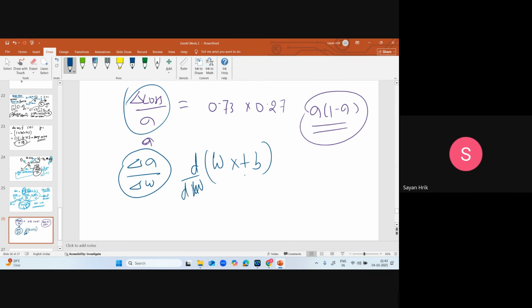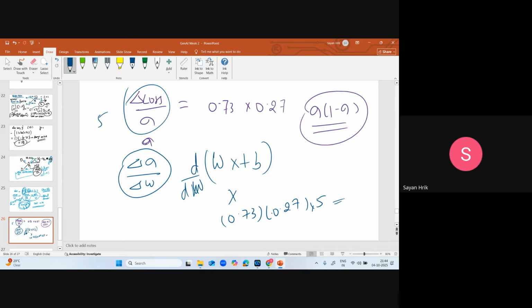X. X, right? Straight away, the data point. So suppose my data point was 5. The derivative is straight away going to be 0.73 into 0.27 into 5, right? Because the derivative of wx plus b with respect to w is just x. b is a constant and goes out, and you just get the data point, right?